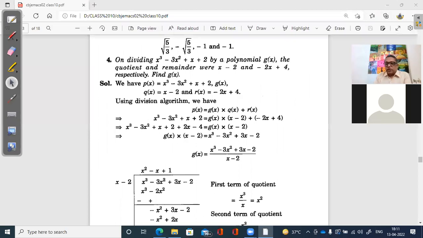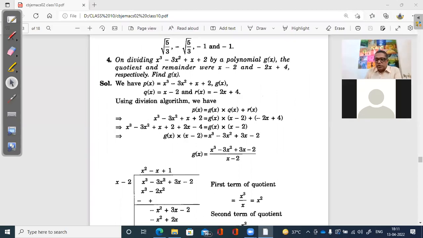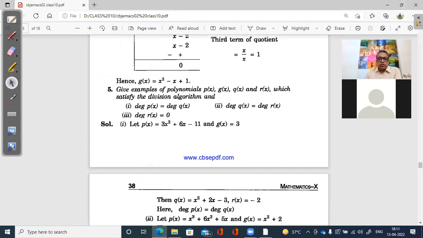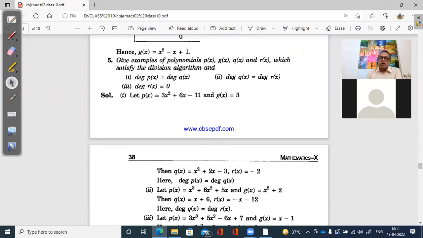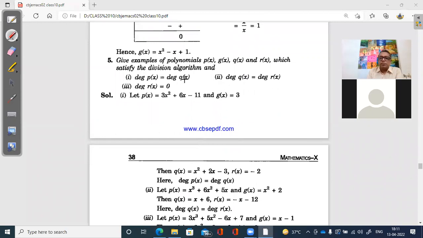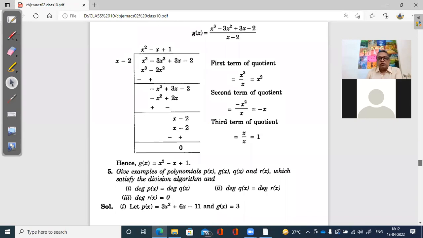Okay, we go further. So this will be question 5 now. Here, give examples of the polynomial which satisfy the division algorithm. Now here, there are random examples. There are no fixed answers in this. So your answer may be different from some other person's answer. Here, the question is, degree of the polynomial and degree of the quotient should be same. Now, if you look at the previous questions, you see that the degree here is 3.